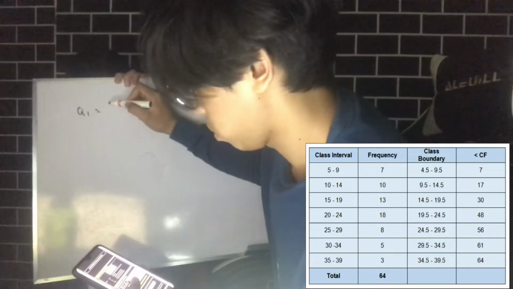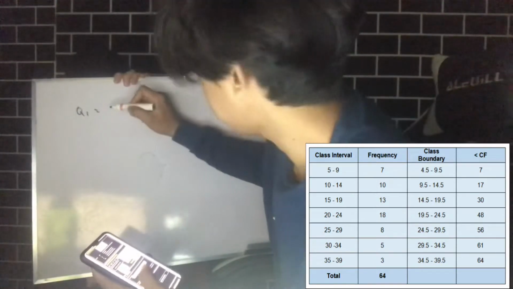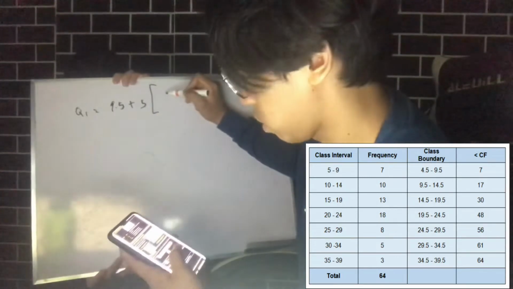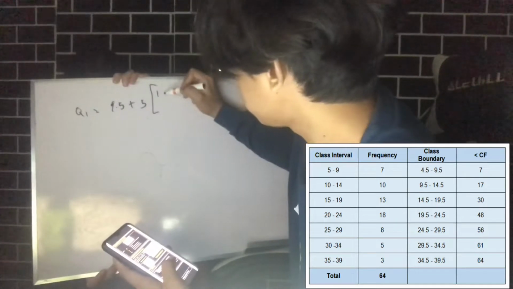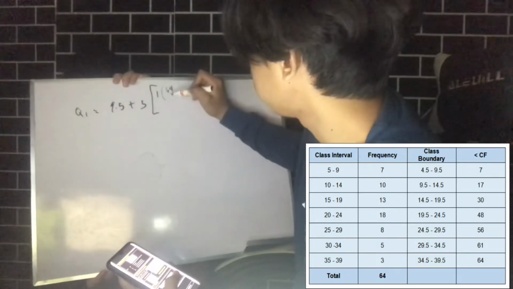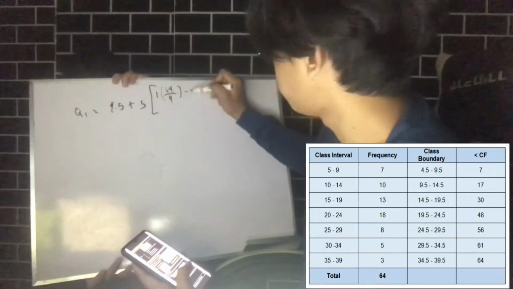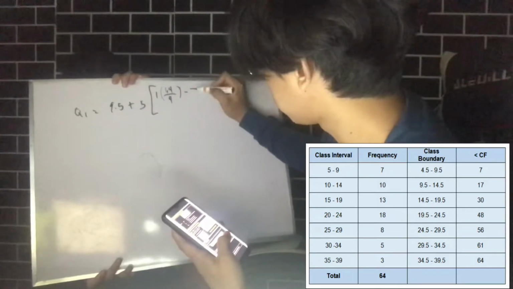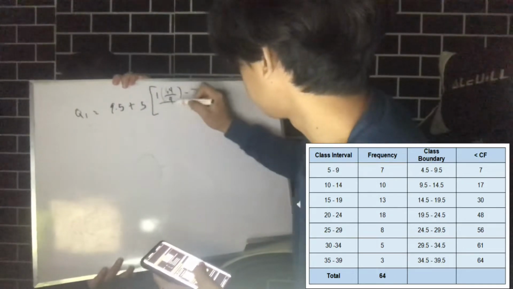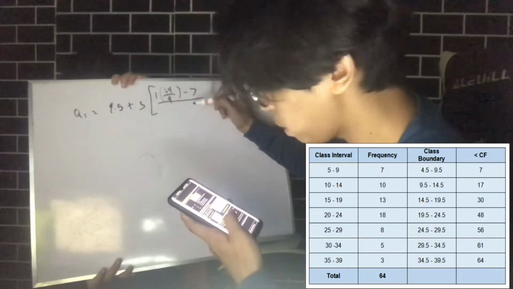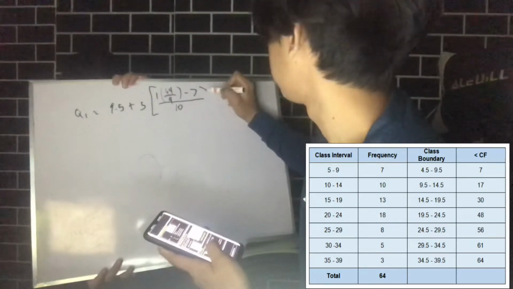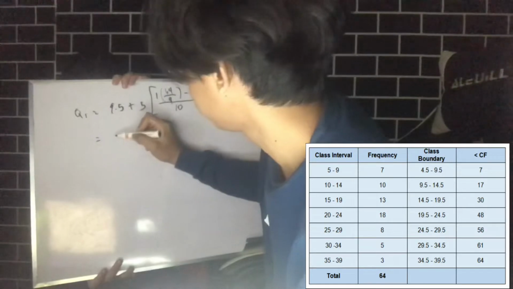So, Q1 is equal to the lower class boundary. Lower class boundary natin ay ang 9.5 plus the class size which is 5 times 1, which is the value of first quartile, times the 64, which is the total of frequency divided by 4, minus 7, which is our cumulative frequency before the quartile class, divided by the frequency of the quartile class, which is 10. So Q1 equals 9.5.